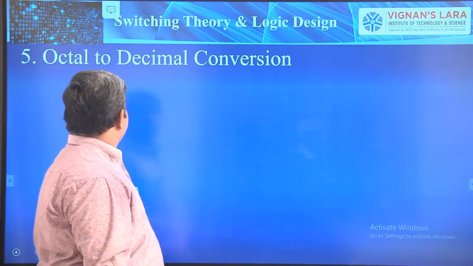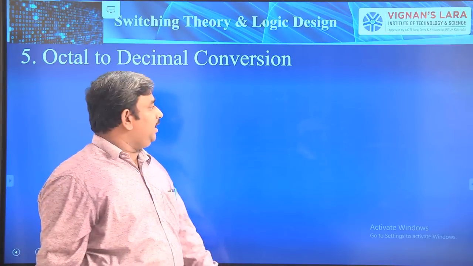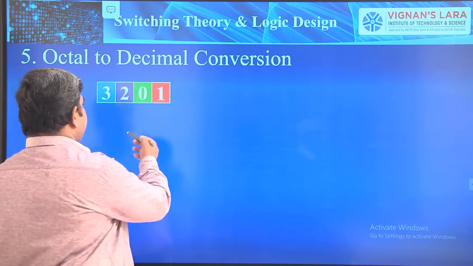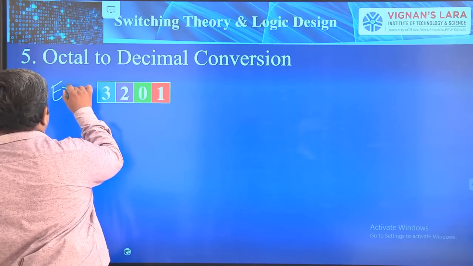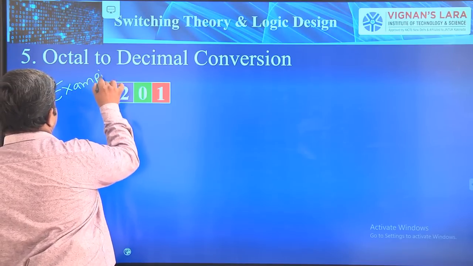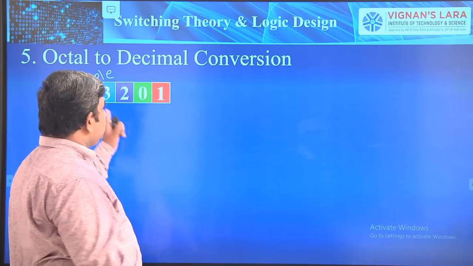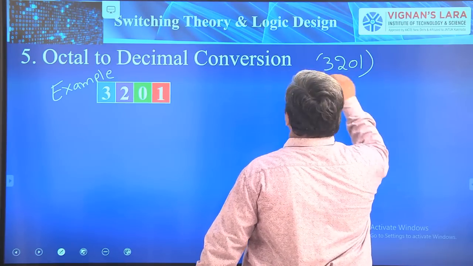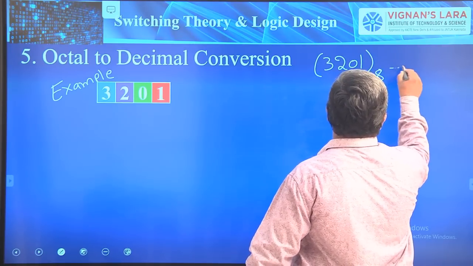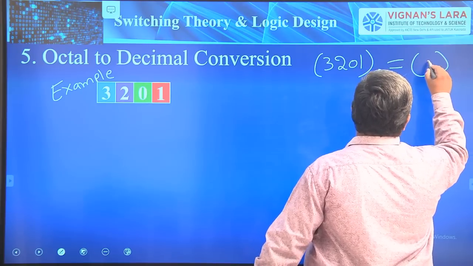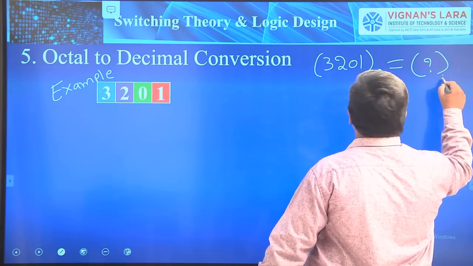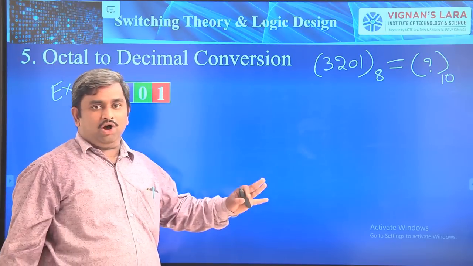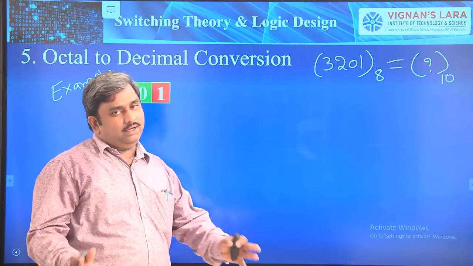Next, octal to decimal conversion, octal number system to decimal number system conversion. For example, I have taken 3201 here. My problem is: 3201 of base 8 is equal to what number in decimal? So this is my problem.